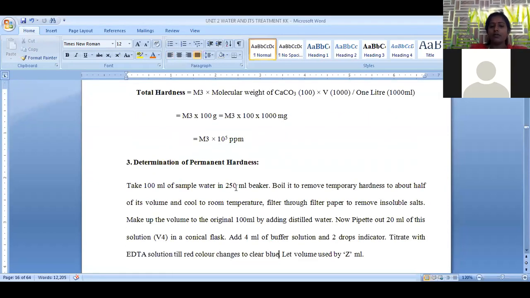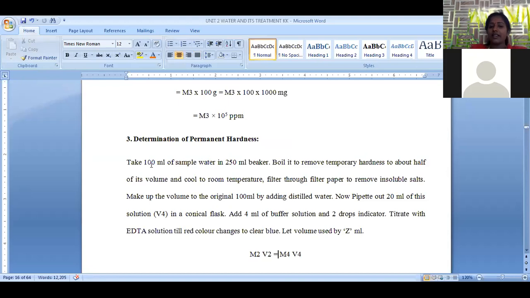In order to get permanent hardness, we have to take 100 ml of the same sample hard water to be titrated. That 100 ml should be boiled till it is converted into 50 ml. That means boiling the solution till it becomes half the volume. If you are taking 100, that should be reduced to 50 ml. Till that volume, we have to boil the water. While boiling, temporary hardness of water is completely removed. When temporary hardness of water is removed, the water sample only contains permanent hardness.